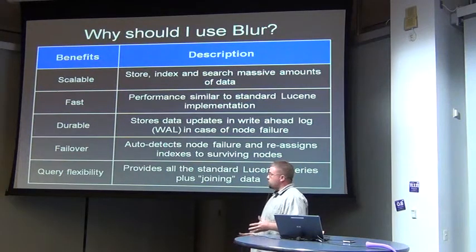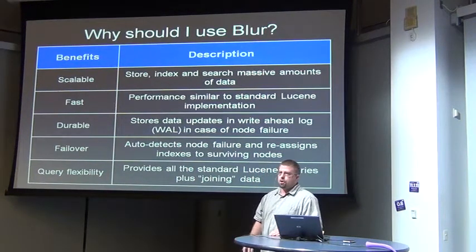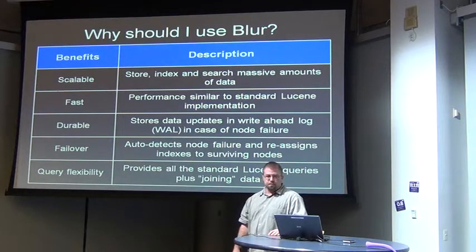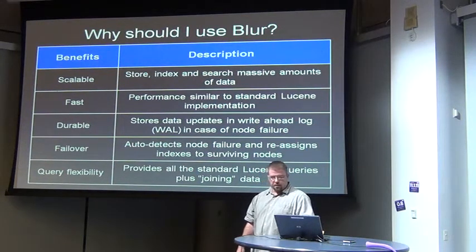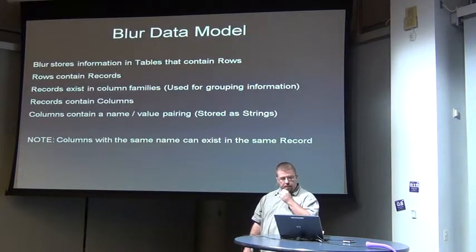Everything is durable, if you prefer it to be durable, with write-ahead logs during incremental updates. Failover is built in. It auto-detects failover using ZooKeeper and fails over the shards that are being served on the node that went down. And any query that's capable in Lucene is capable in Blur. It also has an interesting little twist: a sort of pseudo joining capability. We can talk about that.